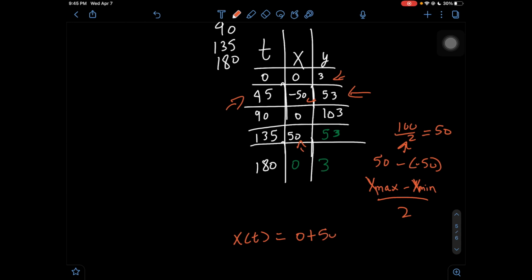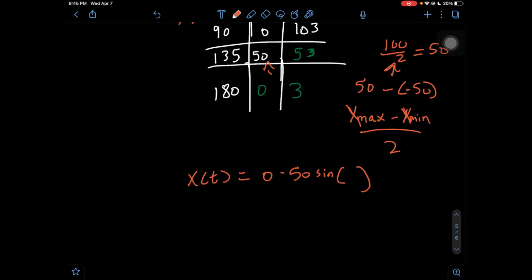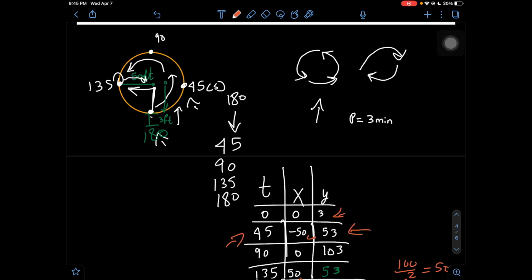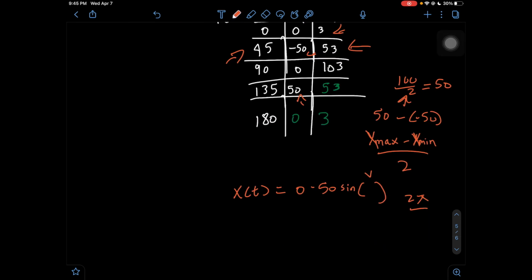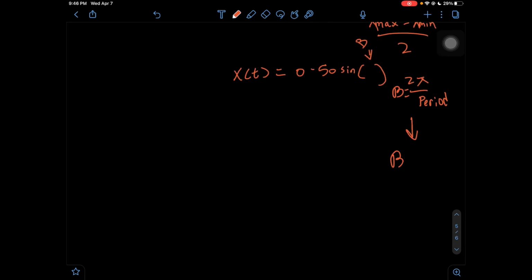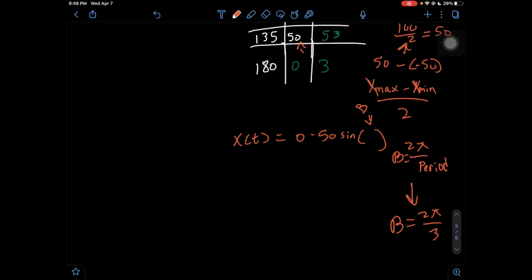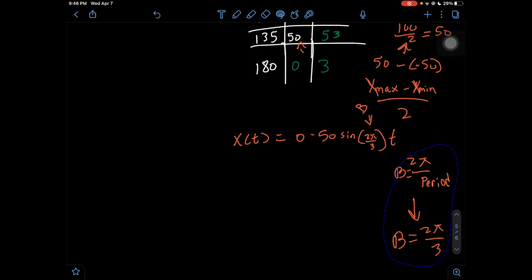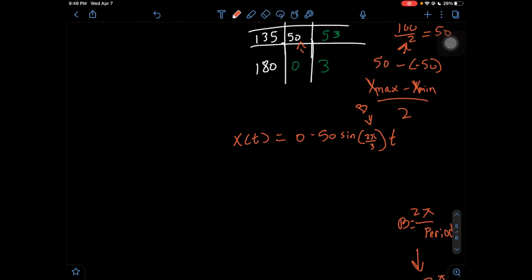So 0 plus 50, well, we said it's a negative sine, so we can do a subtraction. So minus 50 times negative sine, and then here we're going to put our period. Well, our period we said was 3 minutes, and this is going to be your b value, and we know b equals 2 pi over your period. We have b equals 2 pi over 3, and that's going to be what's in our parentheses, all multiplied by t, because it's parametric and t is going to be a variable, so you can use this equation to find it at any point in time.